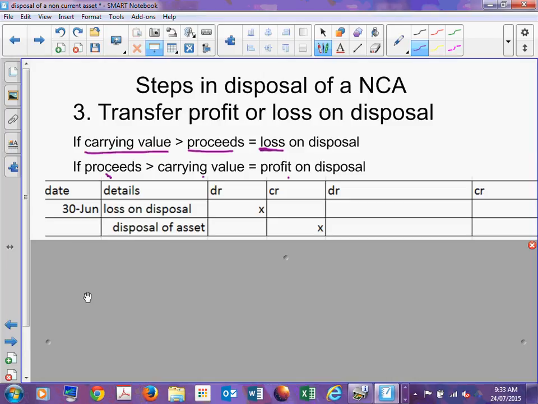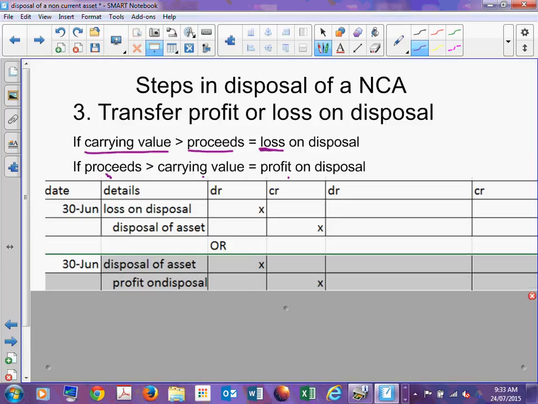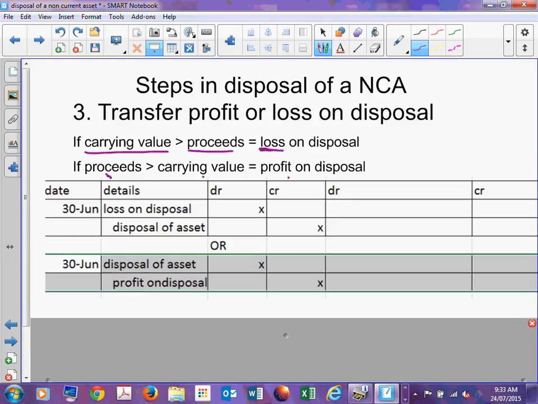So if that's the entries for a loss on disposal, what do you think the entries are for a profit on disposal? Debit for disposal of asset. Yep. Credit like profit on disposal. Bingo. Can't go wrong. What account classification would profit on disposal be? Revenue.